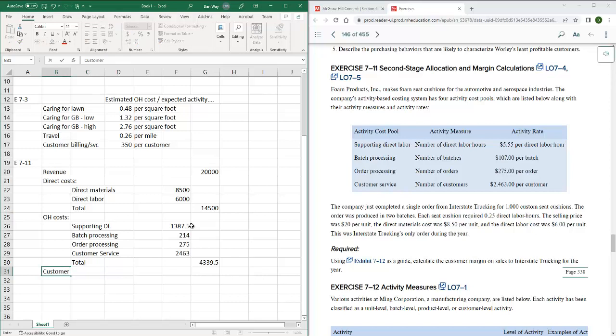So that customer margin then becomes the revenue from that customer, $20,000, minus the direct costs of servicing that customer, $14,500, minus all those assigned overhead costs, $4,339.50. So that customer margin, $1,160.50.